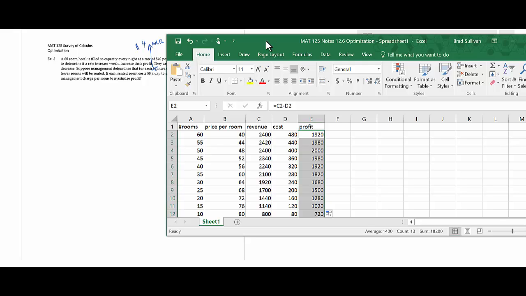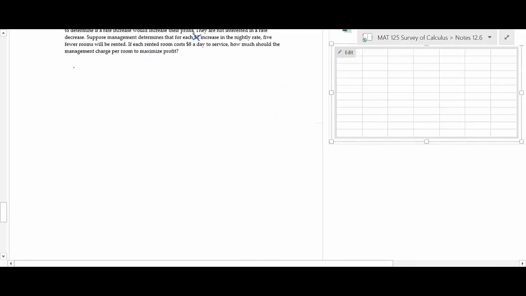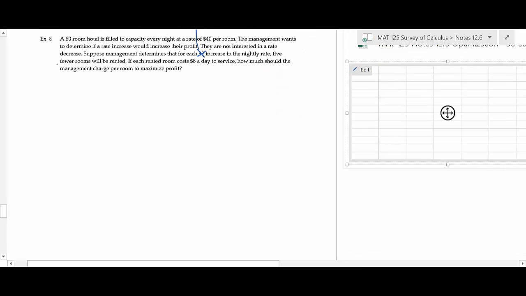Okay, so I'm going to put that to the side and we're going to solve it with calculus now. So here's kind of the idea. First of all, what we're doing is we're maximizing the profit. So when we're doing this, we know that the profit is just the revenue minus the cost.